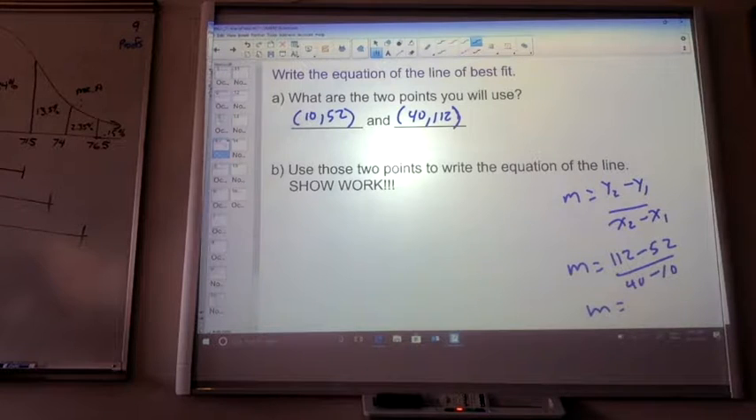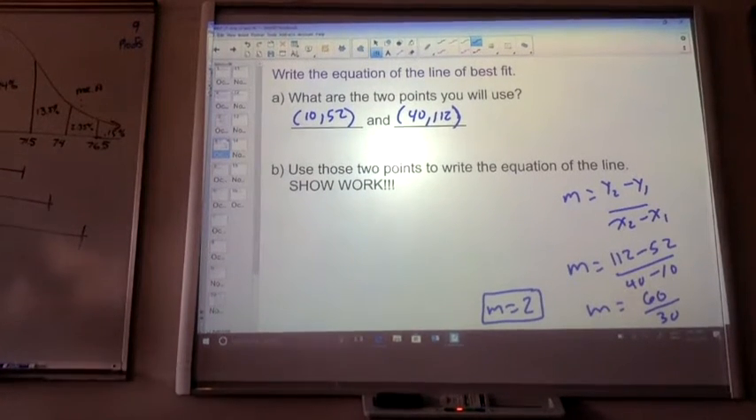So 112 minus 52, help me out. Is it 60? It is 60. Okay, so I get 60 on top, and on bottom, 40 minus 30, 10. 2 over 1. So I have a slope of 2, or 2 over 1, right?